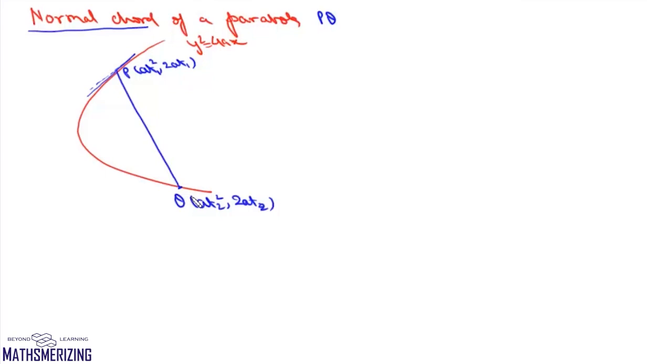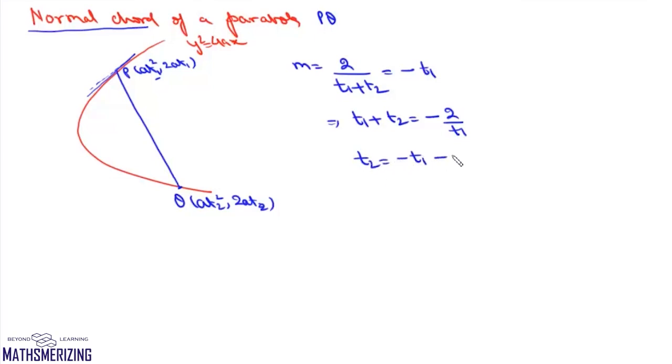Q. Now if PQ is a normal chord of this parabola, then we know that the slope of any chord of a parabola is 2 upon t1 plus t2. Now since this line is normal at P, and we know that at any point the slope of the normal is simply minus t, which in this case is minus t1. So we can write this as t1 plus t2 is equal to minus 2 upon t1, or we can write t2 as minus t1 and then minus 2 upon t1. So that is the condition for a normal chord.